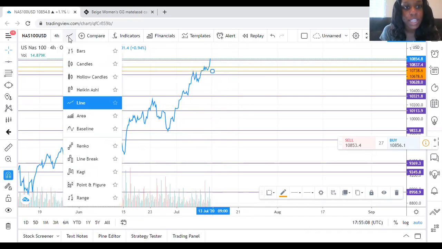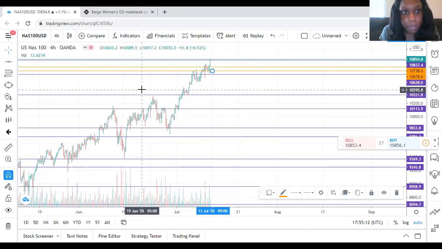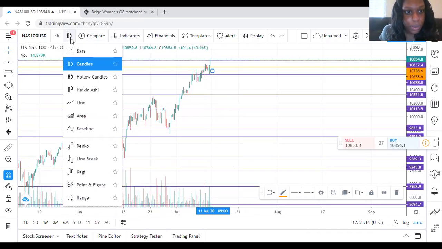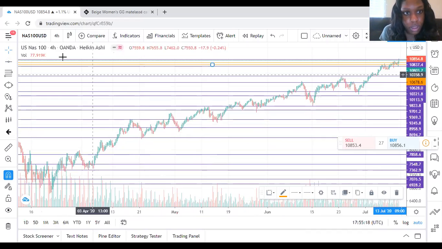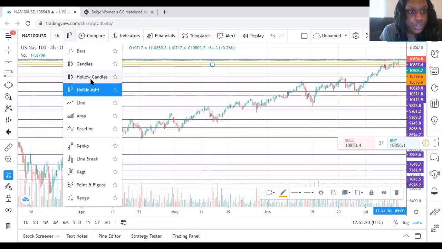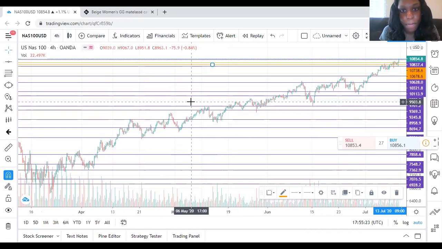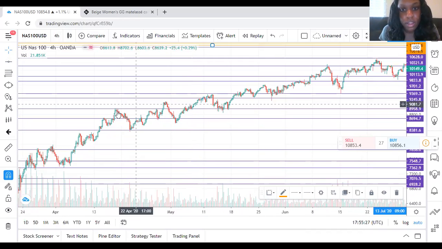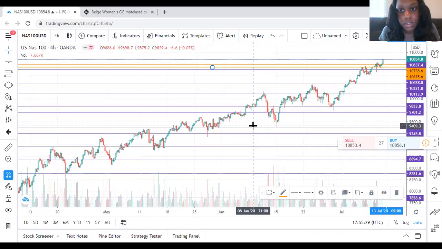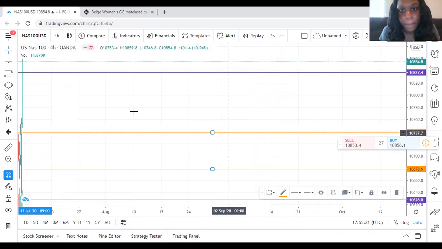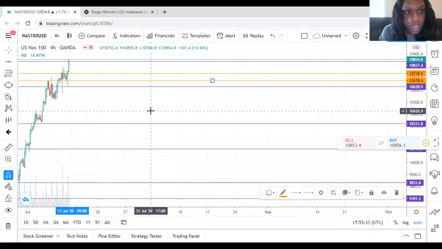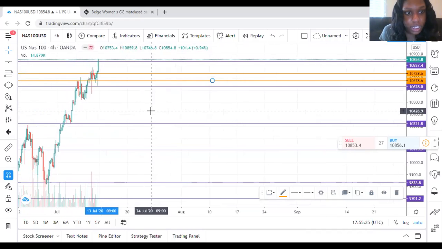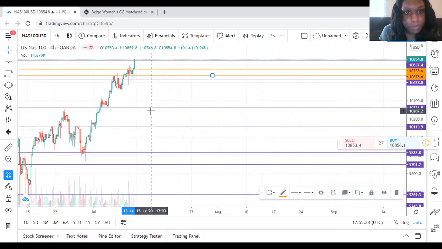Now, if you want to double check and clean up your trend lines, you could go ahead and do that. Oh gosh, what did I just do? There you go. Oops. Okay. You could go ahead and clean it up.